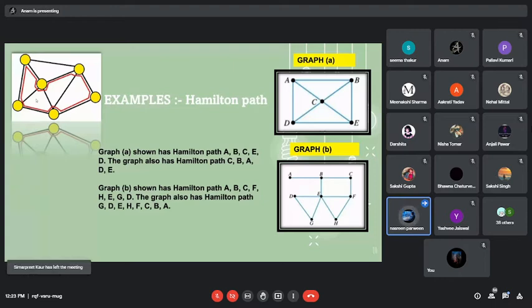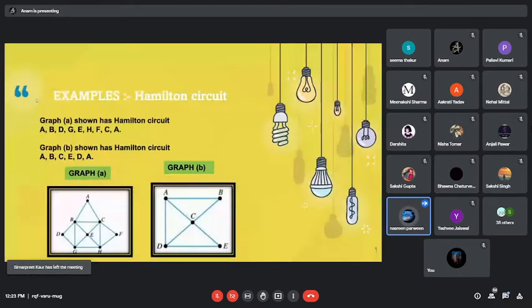The second example also has a Hamilton circuit because the starting point and ending point are the same. Like here in the graph, the circuit is A, B, C, E, D, A.